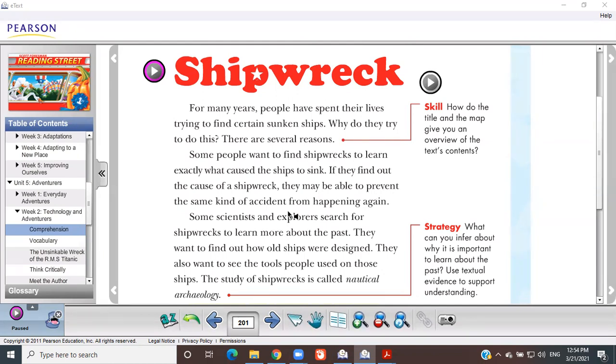Now, can you tell me any other possible reasons for people to find sunken ships? They also want to see the tools people used. No, this one is already said. It's not in the text. I need you to get me information from your background. That means to tell me information that is not in the text. I said, why do people find sunken ships? Give me a reason from your mind, not from the text.